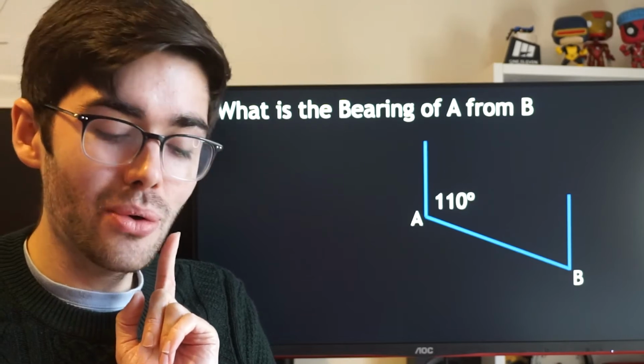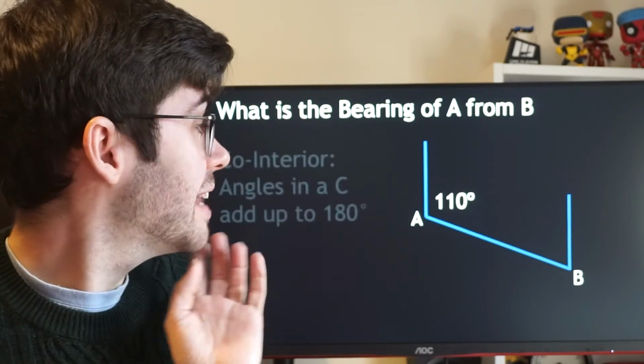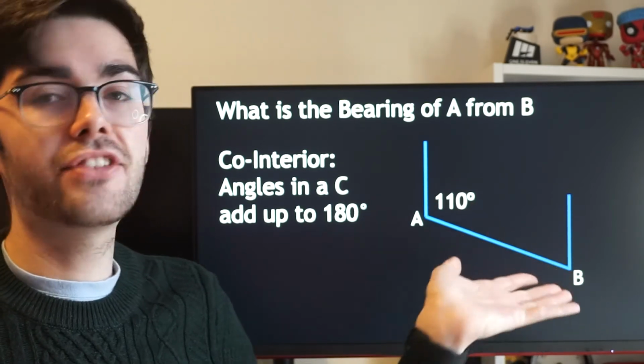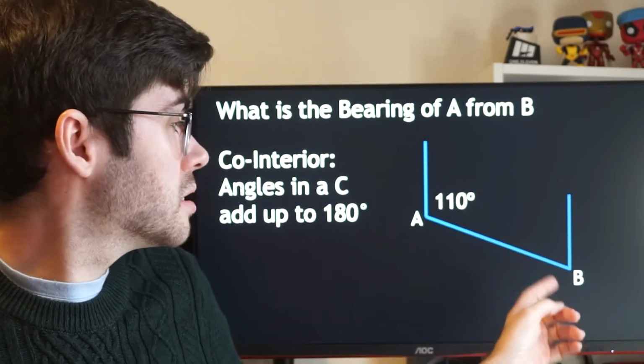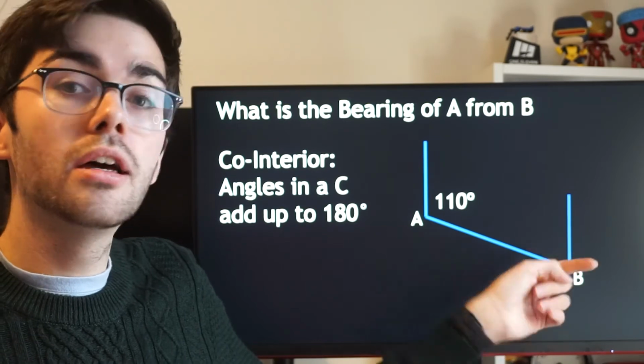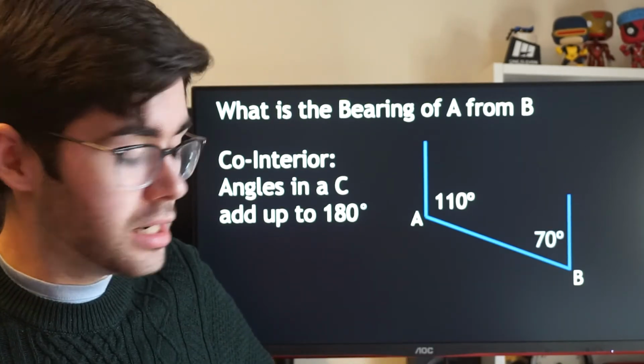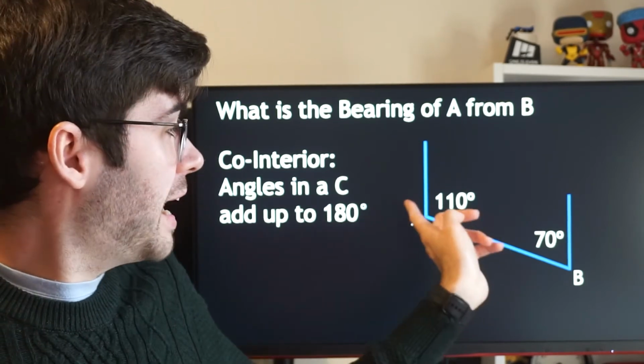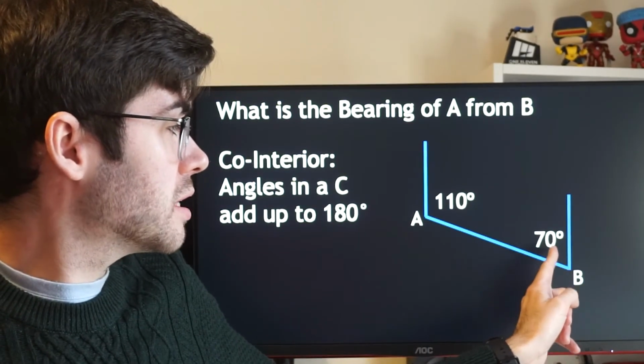They are called co-interior angles, and the rule is they add up to 180 degrees. So this angle and this mystery angle have to add up to 180 degrees. In other words, this has got to be 70 degrees. Very good if you said it at home, okay? But is 70 degrees our bearing of A from B? If we're at B, is 70 degrees our bearing?